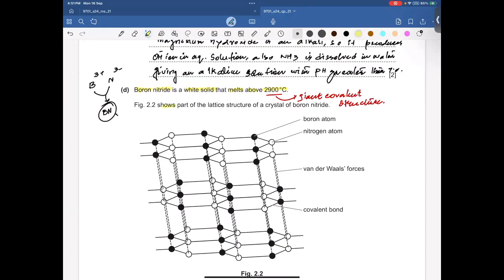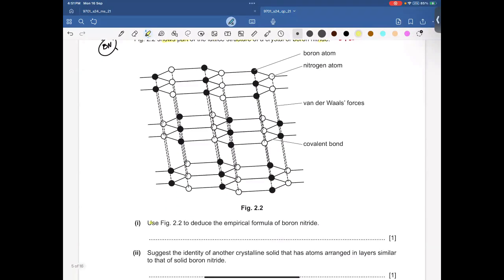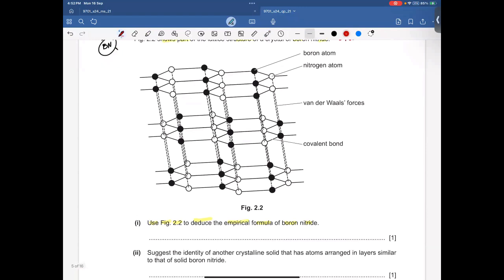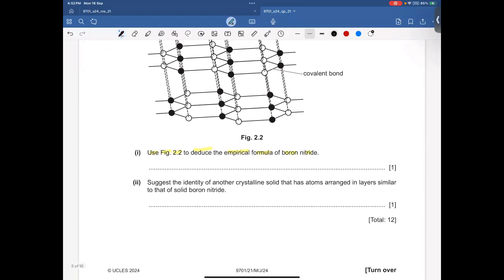By the way, in figure 2.2, part of the lattice structure of the crystal of boron nitride has been shown. Use figure 2.2 to deduce the empirical formula of boron nitride. By the way, BN is the molecular formula as well as the empirical formula. So BN is going to be the right answer. BN. And that's an easy task.